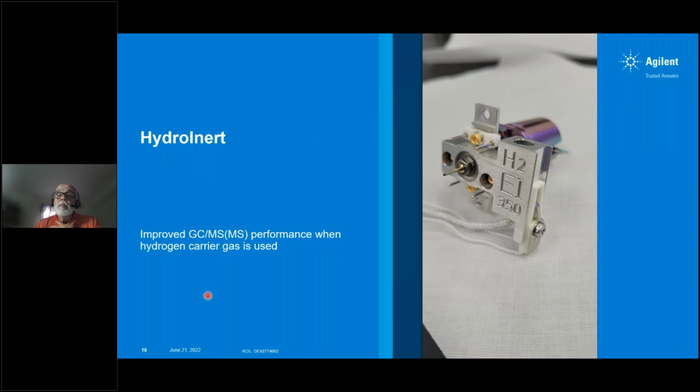Okay, so this is our new development for people that want to use hydrogen carrier gas with our GC mass specs, and it's called HydroInert, and it's an extractor source that fits in. It's got the same shape and mounting hardware and everything, and so it's a direct replacement for your standard inert extractor source.